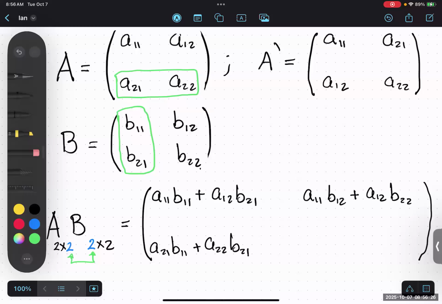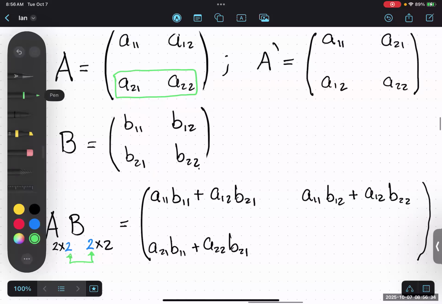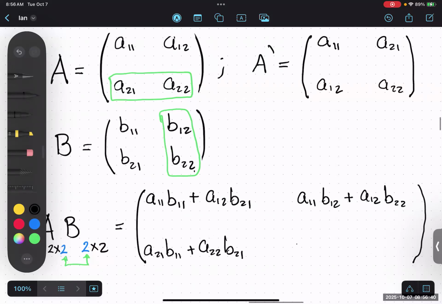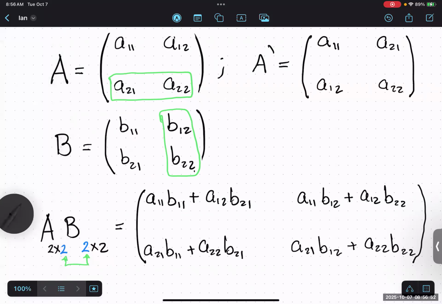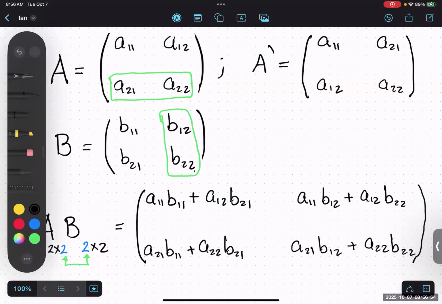And finally, we will continue working with the second row in matrix A, but now second column of matrix B, which is A21, B12 plus A22, B22. And that's how you perform the product of two matrices.